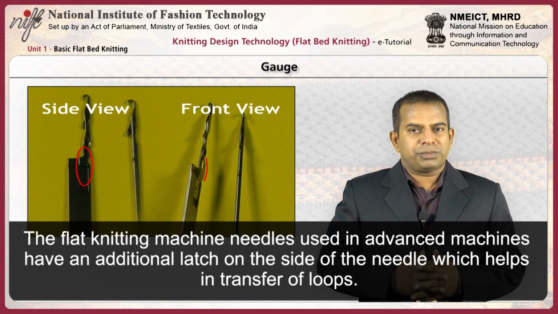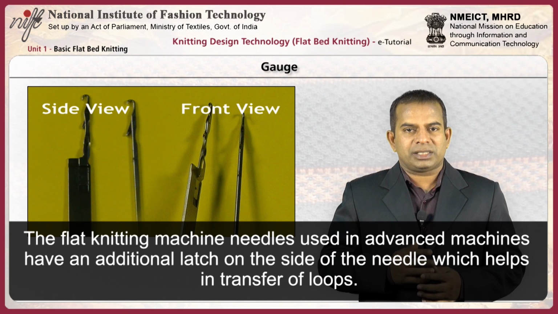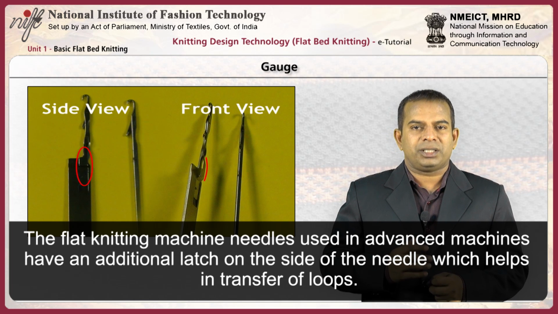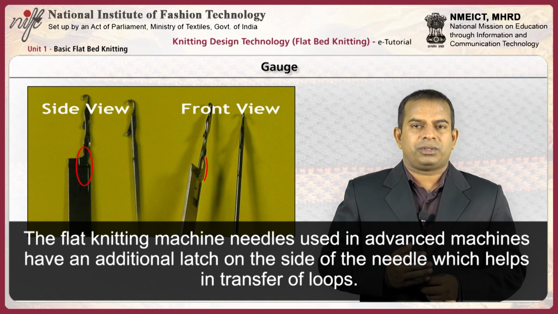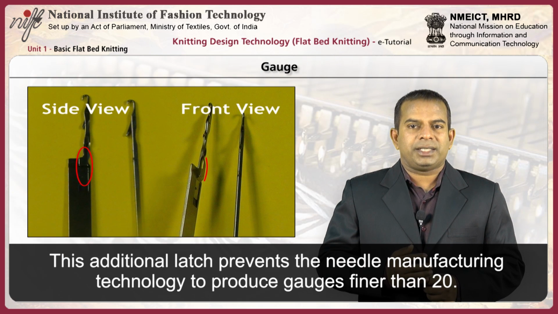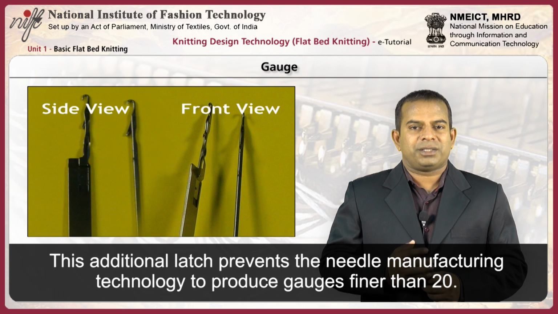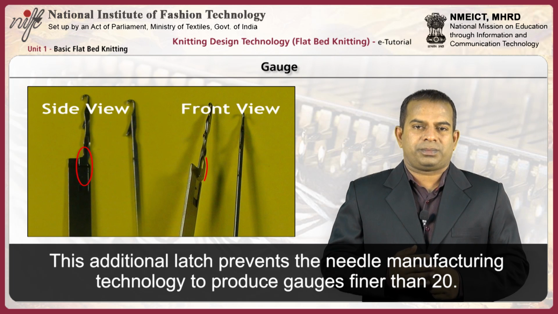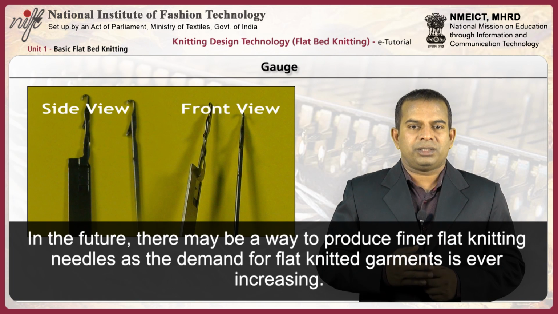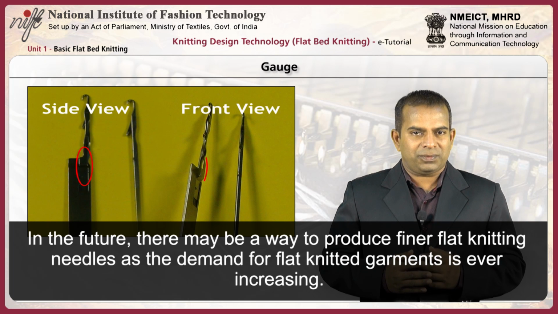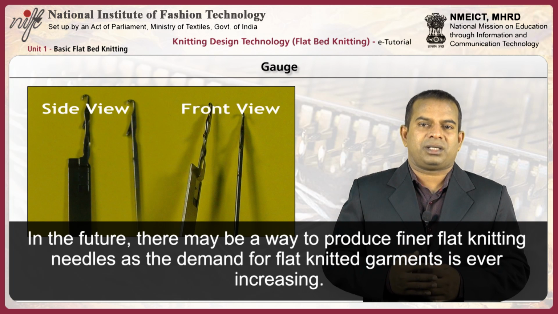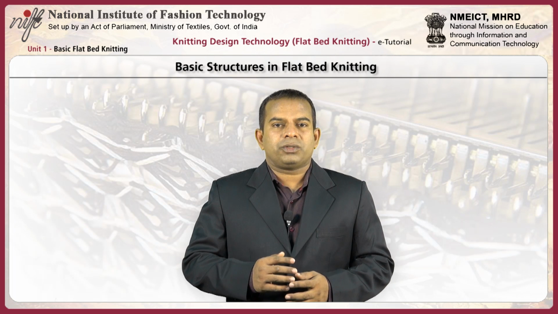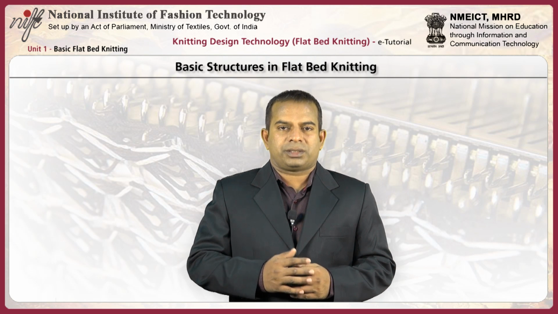The flat knitting machine needles used in advanced knitting machines have an additional latch on the side of the needle, which helps in the transfer of loops. This additional latch prevents needle manufacturers from producing gauges finer than 20. In future, there may be a way to produce finer flat knitting needles as the demand for flat knitted garments is ever increasing. Let's look at the basic stitches in knitting.